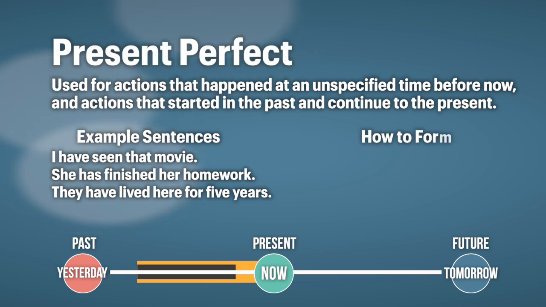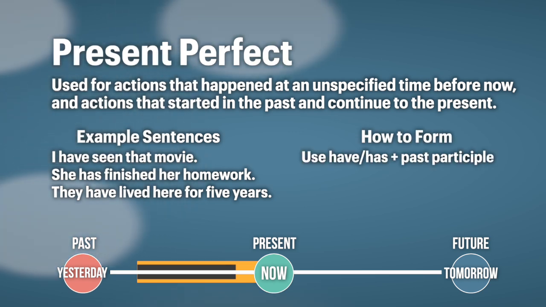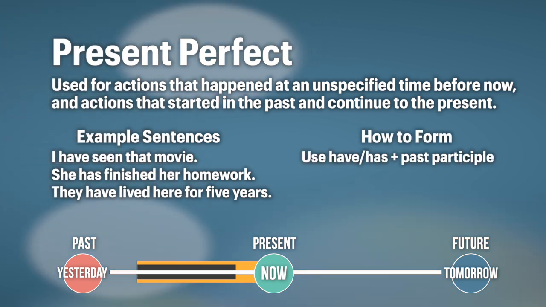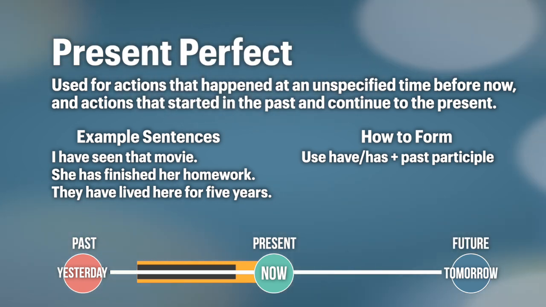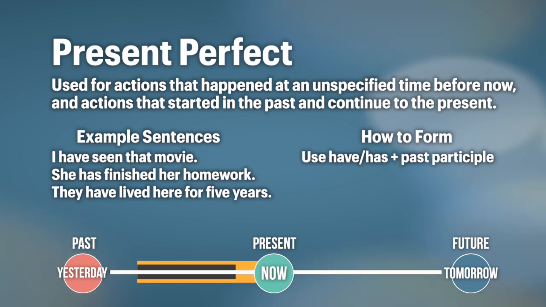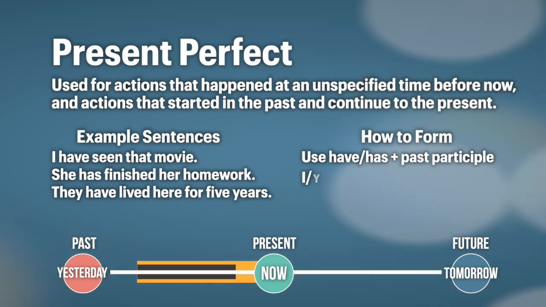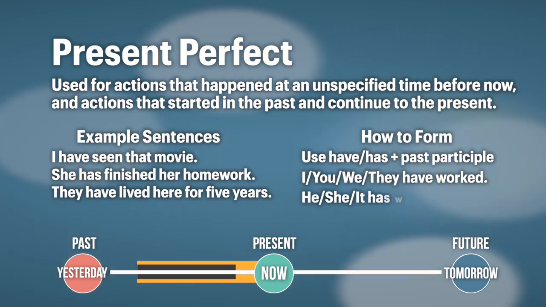How to form the present perfect. Use have or has and past participle. A past participle is a verb form used in perfect tenses and passive voice. I have worked. He has worked.